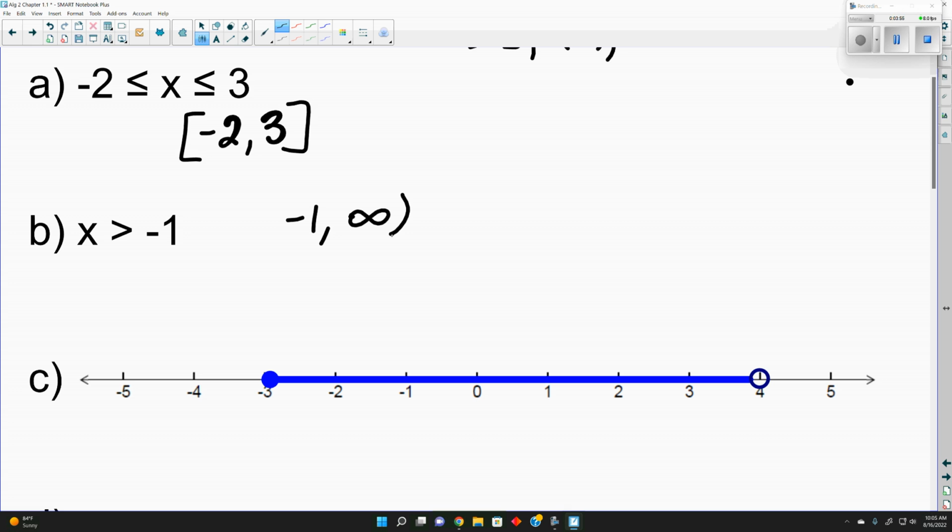And then on the other side, is -1 included? Does it equal -1? No, so this is also going to be a parenthesis, because the only time we use brackets is if it is equal to or is included, either included on a number line or equal to.